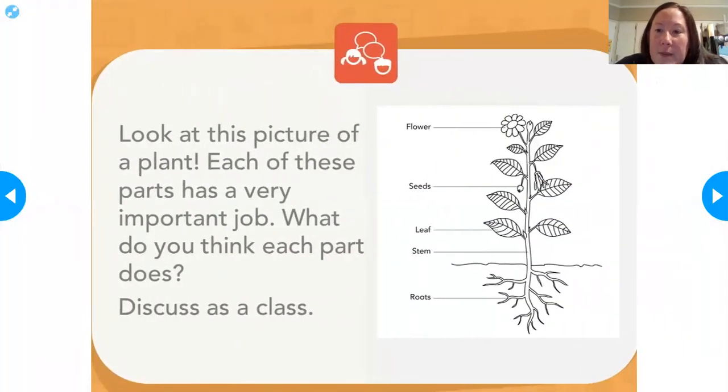Well, take a look at this picture. It's a flower. It's actually a plant. Each of these parts has a very important job. What do you think each part does? If I look at these parts, we discussed this with our key vocabulary in yesterday's lesson. So what do the roots provide? Let's start at the bottom. It's the first thing that grows in the plant life cycle. If I remember correctly, they provide structure, and they also help the plant get nutrients and water. So it's a pretty important job.